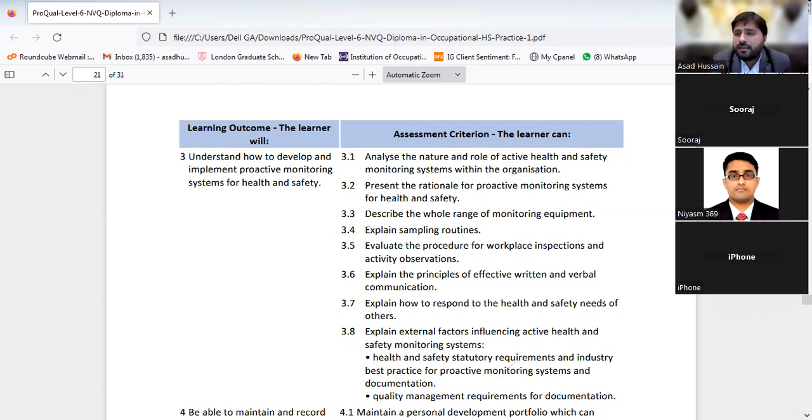I am asking about all of them. If the question is about explain, how much is required, like the paragraph or how many sentences? You want to know what type of information you can add here. Actually it will be a paragraph just explaining that. You don't have to give any specific example from your workplace. You only have to explain the sampling routines you have.